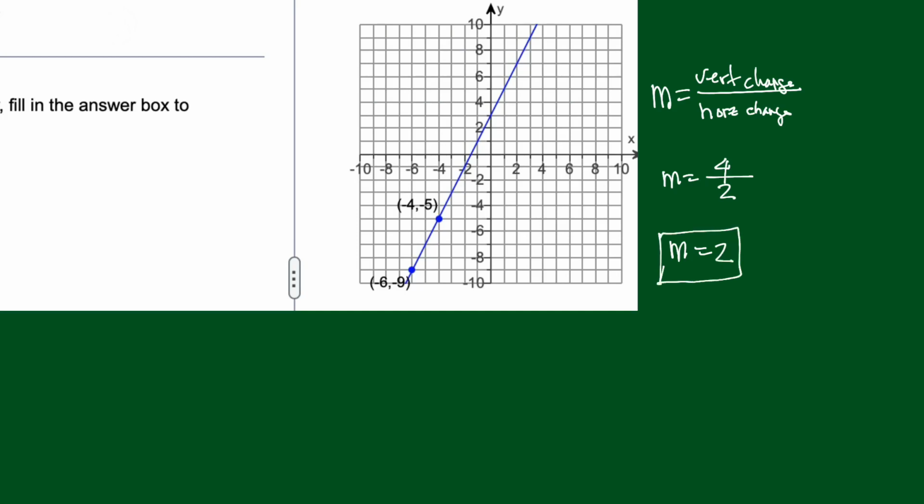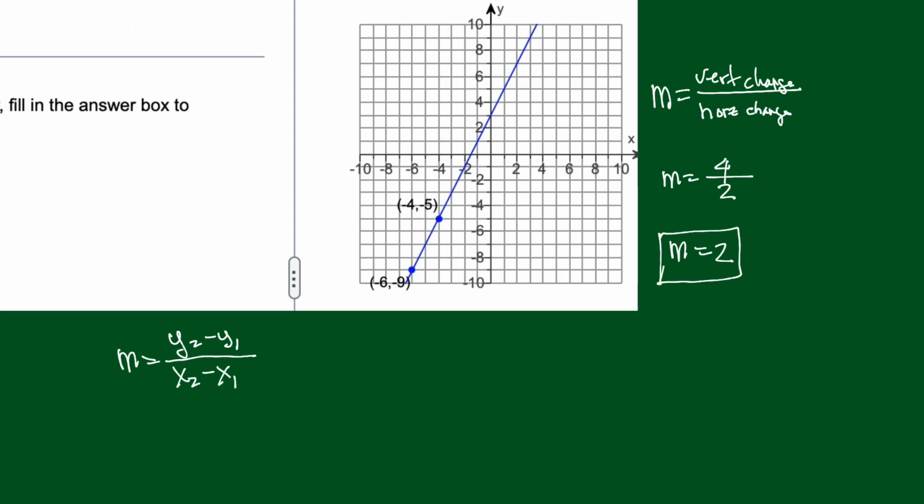Now, I know that by looking at the graph only because they've given us these points that seem to be right on the graph. But just to be sure, if you want to be absolutely sure, you can use the slope formula, which is this: second y minus first y over second x minus first x.